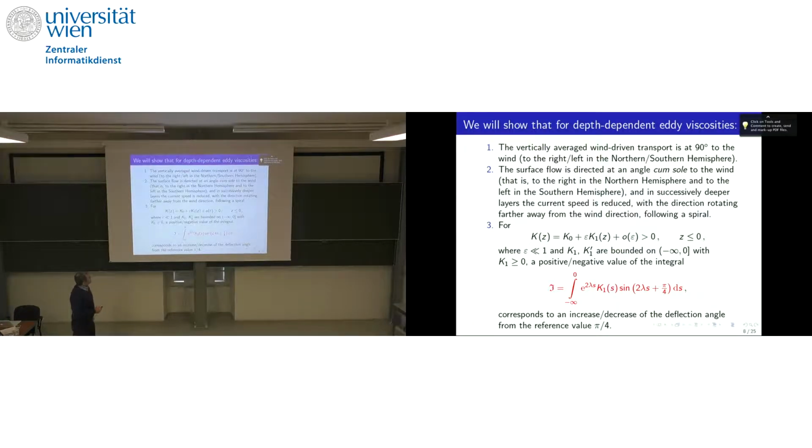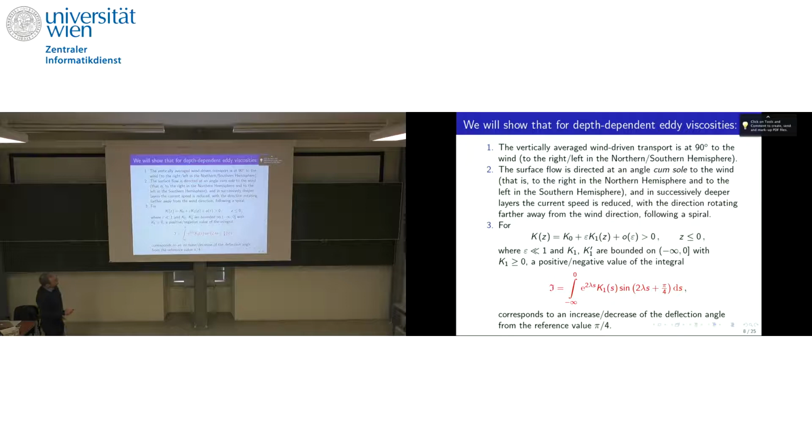And the third aspect: I consider a perturbation. So I consider an eddy viscosity that is a constant plus a perturbation. Then I will show that whether the deflection angle at the surface is larger or smaller than 45 degrees is decided by whether this integral here is positive or negative. This is in the northern hemisphere. And then I will discuss a little bit what this tells us.